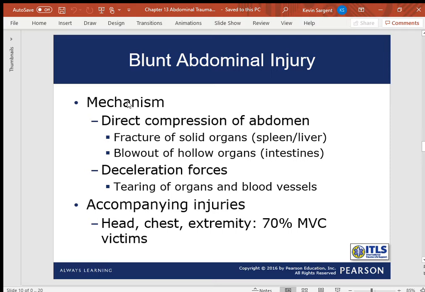Also, through deceleration, you can get tearing of organs and blood vessels, especially if you don't have damage to your kidneys. You can have damage to the renal arteries that provide the blood source for the kidneys, which can cause a very severe hemorrhage. Also, accompanying injuries: very few people have just severe abdominal injury unless it's a stabbing or gunshot, something like that. Most of the time they have head, chest, or extremity injuries. 70% of motor vehicle collision victims have some form of blunt abdominal injury, whether it be mild or severe.